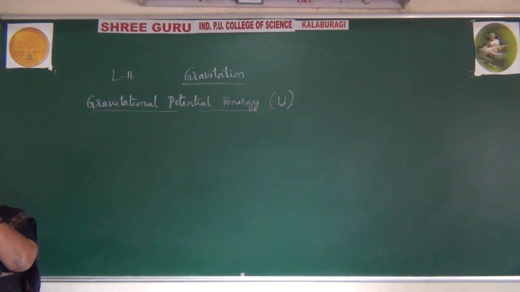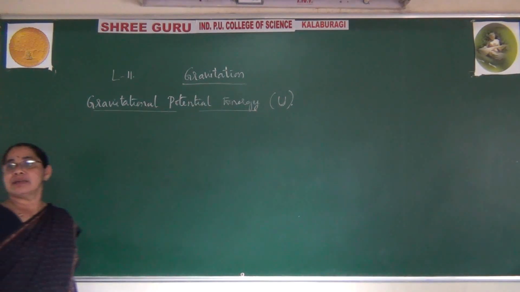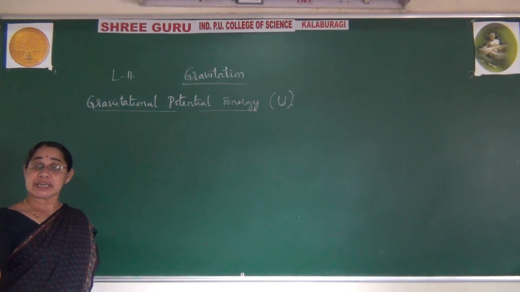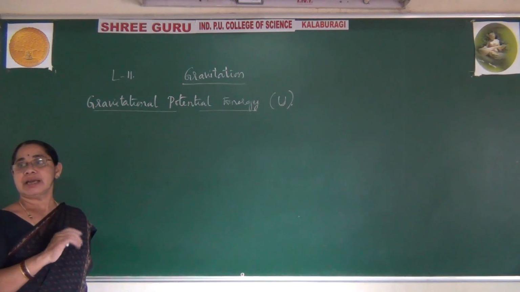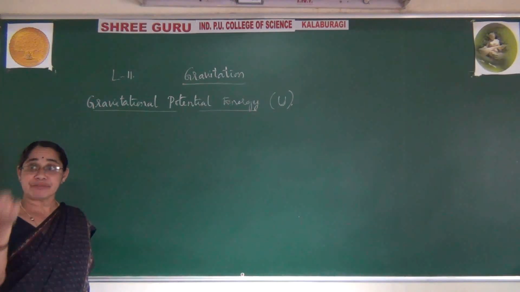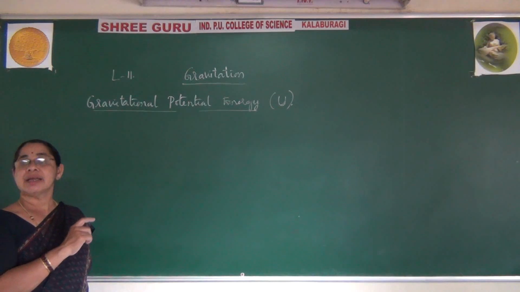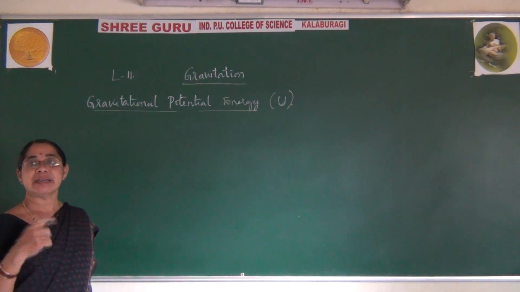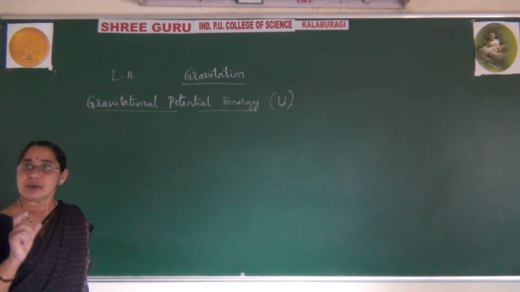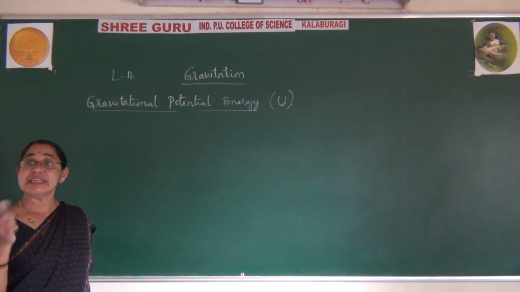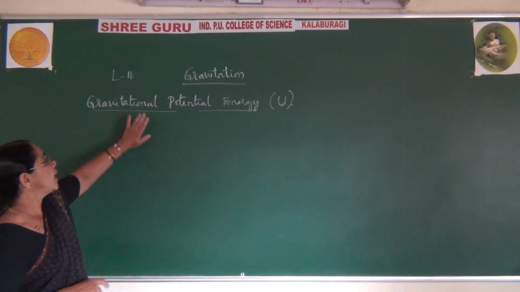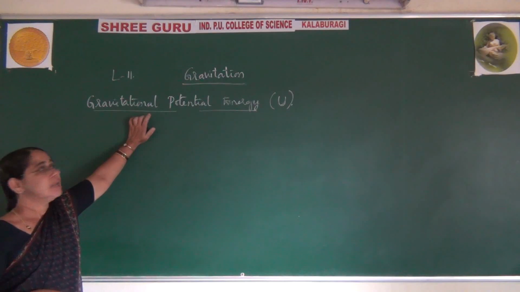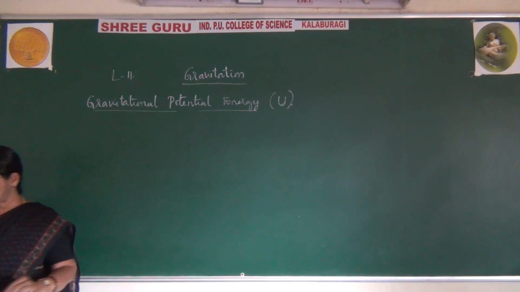For example, any object which is somewhere at some reference point. If I want to bring that object towards the field, I am bringing that object from the reference point to the field, then that object experiences the gravitational field. The position of that object inside the gravitational field is called gravitational potential energy. Okay, so now let me explain this.